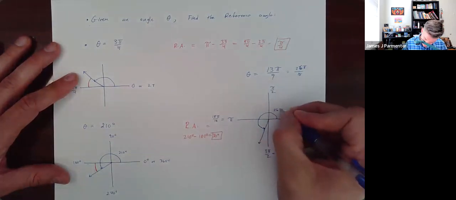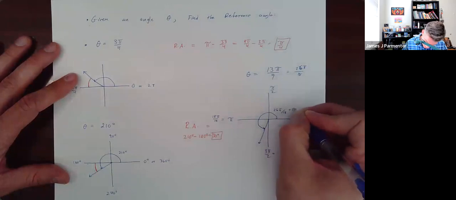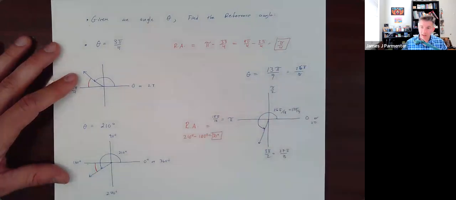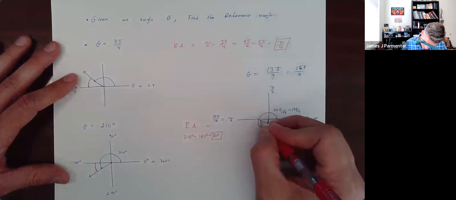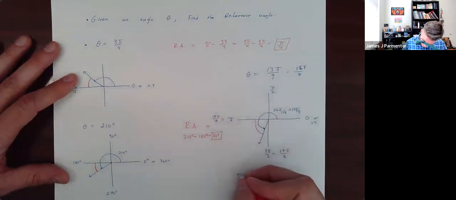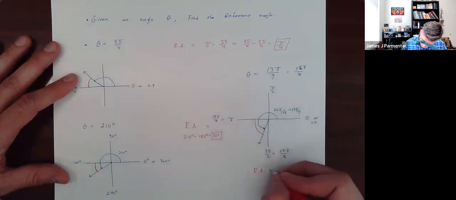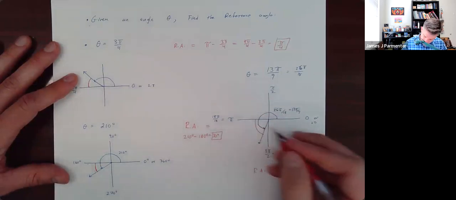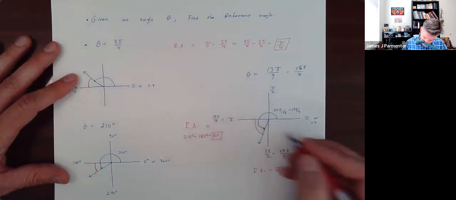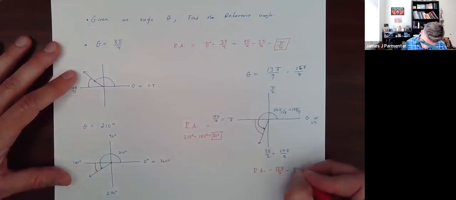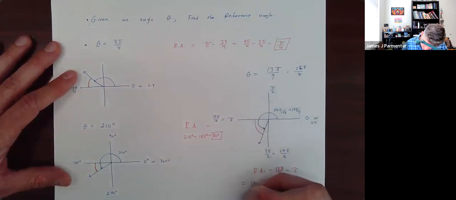So there's my 26 pi over 18, which is really just 13 pi over 9. And then my reference angle is right here. So my reference angle here is going to be my angle, 13 pi over 9, minus the angle for the closest x-axis, which is going to be minus pi. But pi is really just 9 pi over 9. So I get 13 pi over 9 minus 9 pi over 9, which is 4 pi over 9.